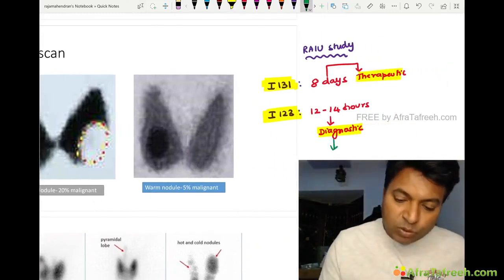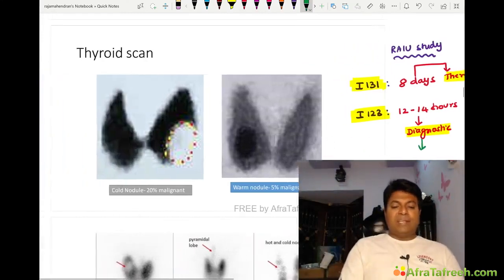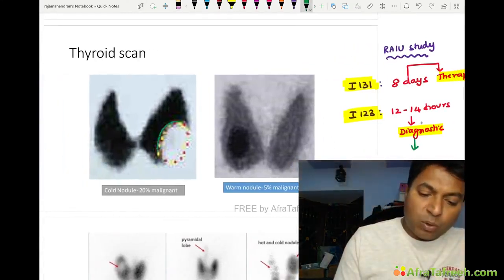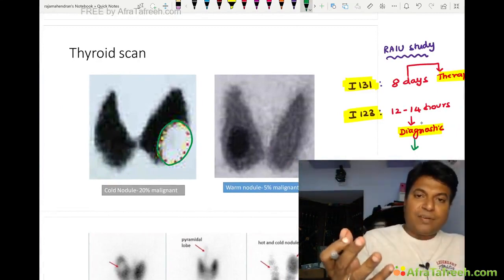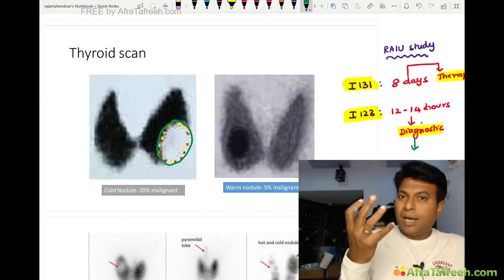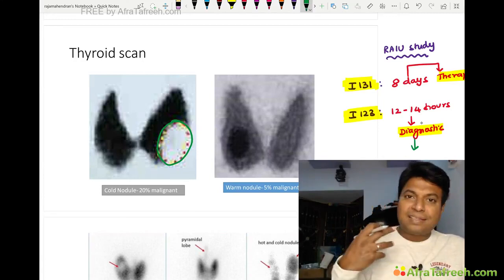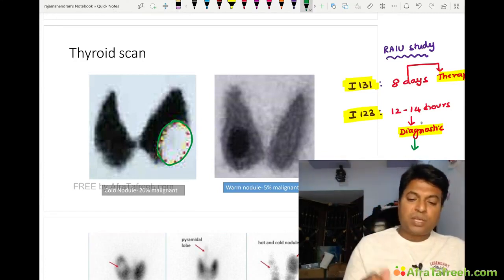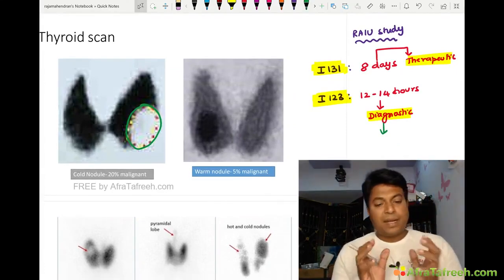Let me tell you the diagnostic uses. I am showing you all the diagnostic uses in the image. The first image is showing you there is a nodule. After giving radioactive iodine, I am going to use a gamma camera to scan the thyroid, and I am going to show you the picture. This is the picture showing you the thyroid.